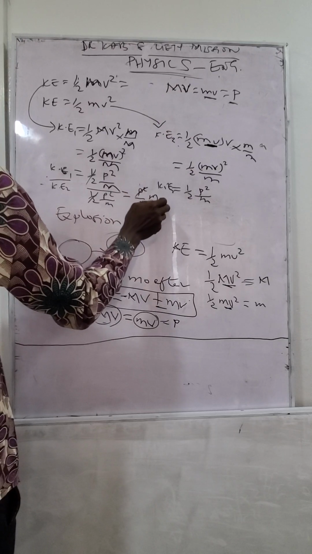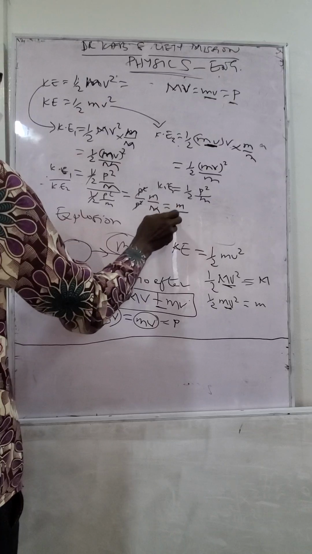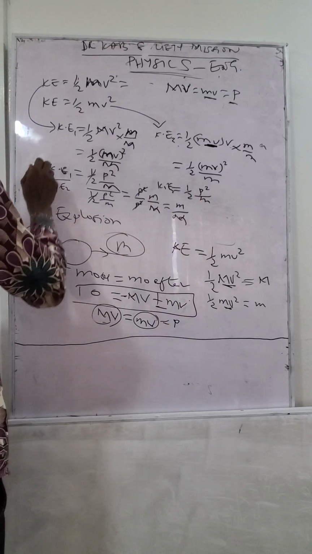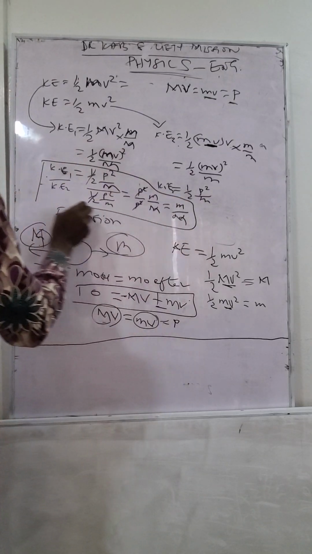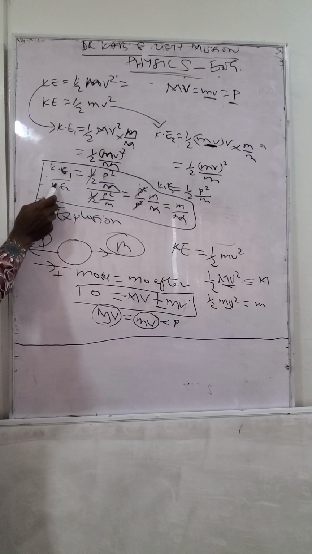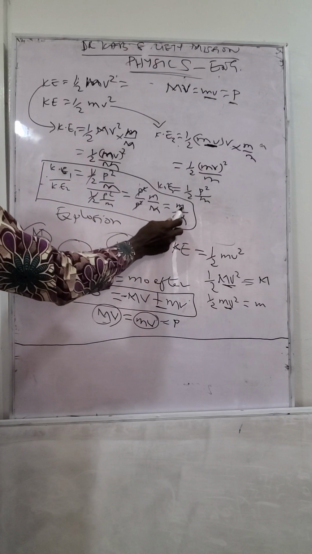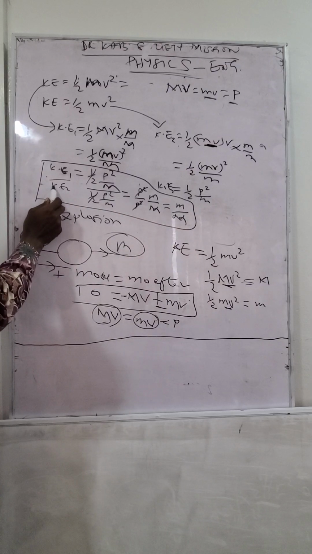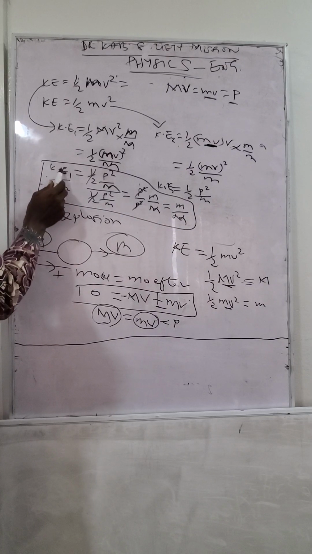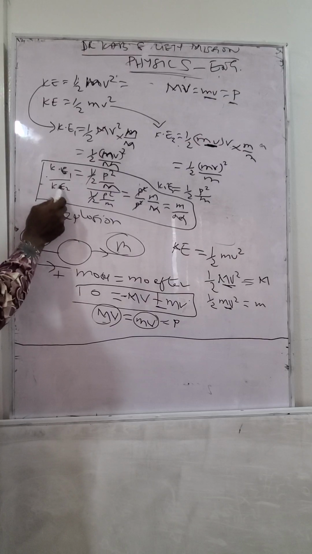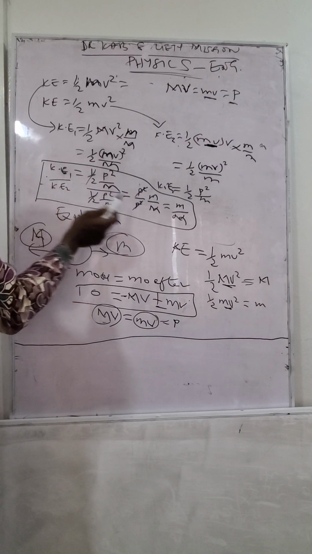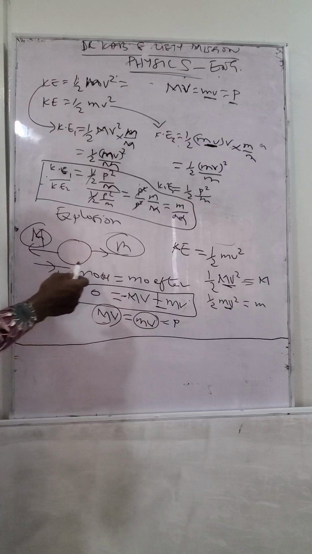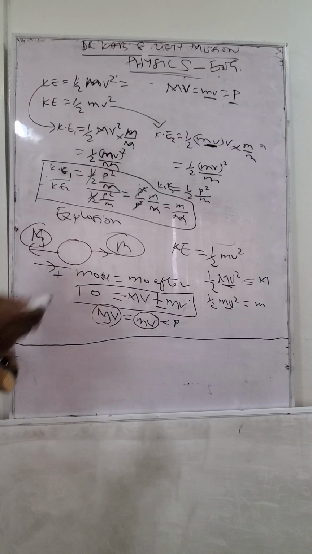You see this cancels that, and that is going to give us the small m and capital M. Now what do you notice for this equation? You see that the kinetic energy is inversely proportional to its mass. So the smaller your mass, the greater your kinetic energy. Okay, right. So this is what we wanted to prove.